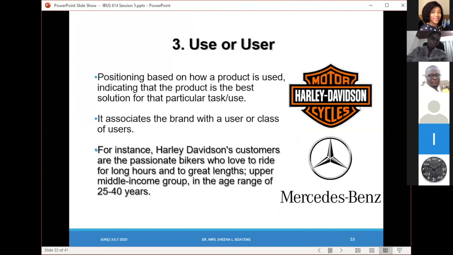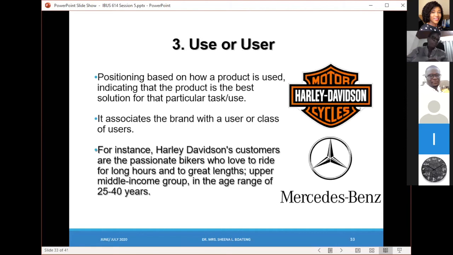Next, we can talk about use or user. And here, brands position themselves based on a specific kind of user or a specific kind of use for the product or service that they are selling. So here, they position the product such that it's supposed to be used to perform a particular task. And this associates the brand with a particular kind of user or class of users.